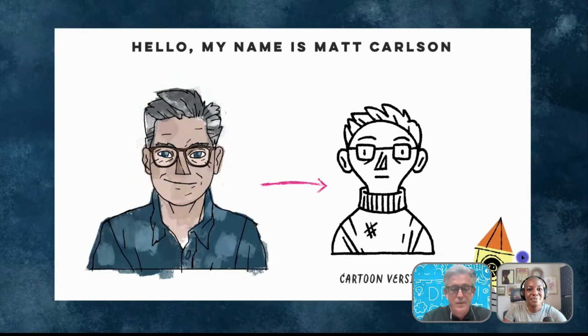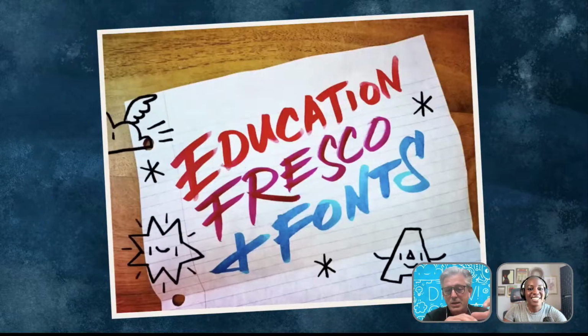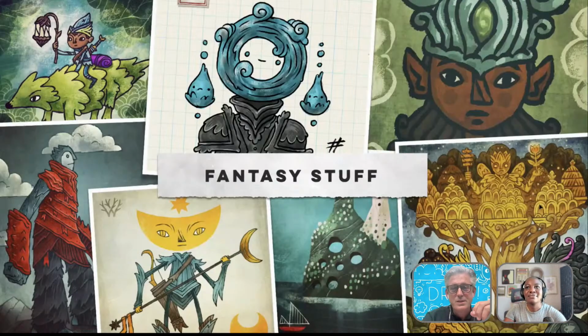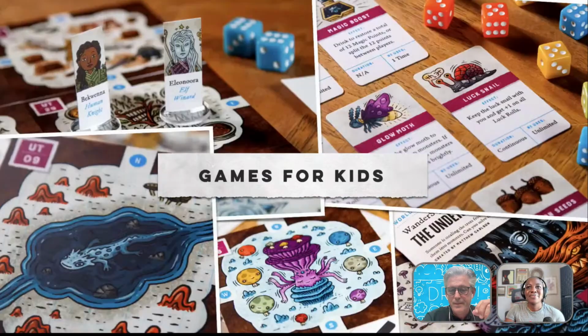Really quickly, just for fun, here's a self-portrait drawn in both Fresco and Adobe Express, a cartoon version of myself. And these are some animations that I did in Fresco, but I'm also going to show you how to do animations in Express today. These are my teams, Education, Fresco, and Fonts. Here's some of the things that I love to draw. I love to draw fantasy stuff and lots of robots. I draw games for kids, and all of this is done in Express and Fresco.